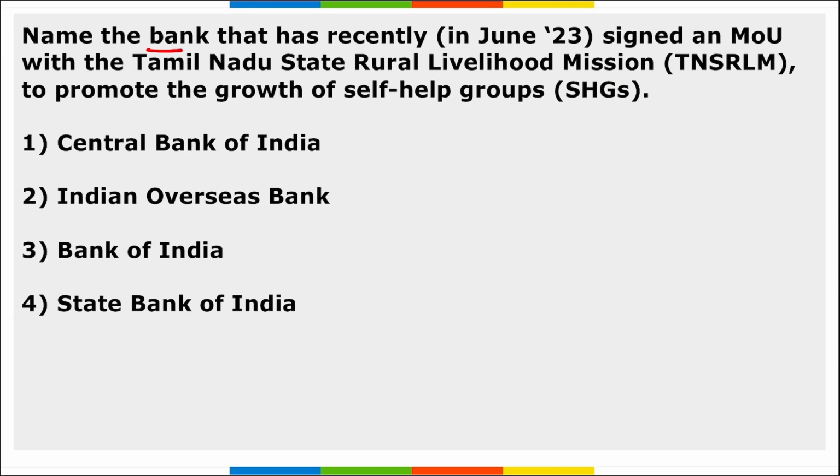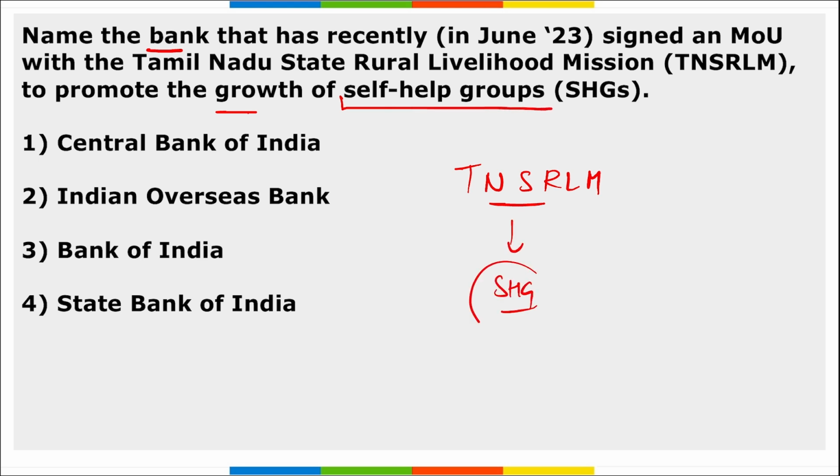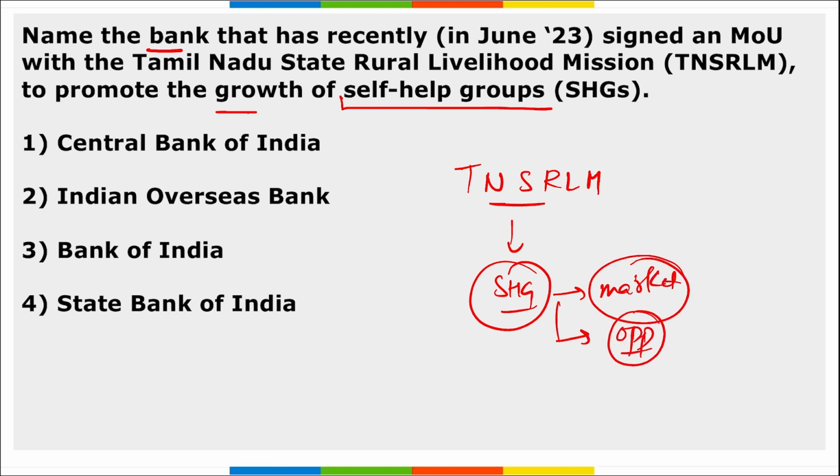Next, name the bank that recently signed an MOU with Tamil Nadu State Rural Livelihood Mission to promote the growth of self-help groups. Basically, to help the self-help groups grow, to market their products, and to provide them opportunities where they will be able to sell their products or services. For this, which bank? It is your Indian Overseas Bank, right? They have signed an MOU with Tamil Nadu State Rural Livelihood Mission, correct?